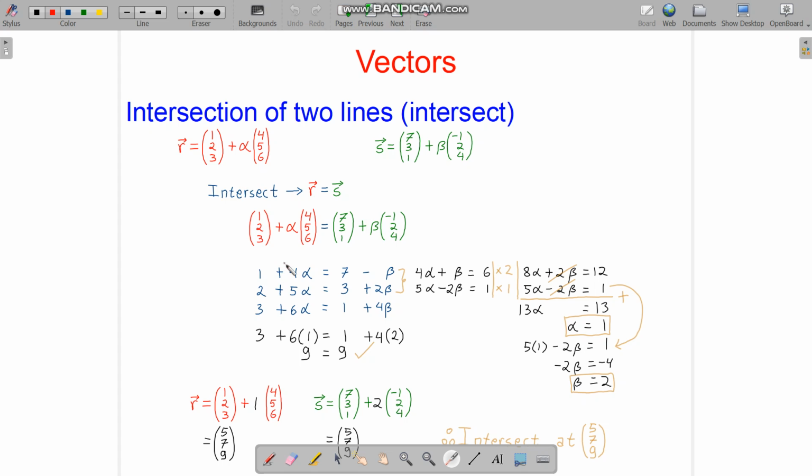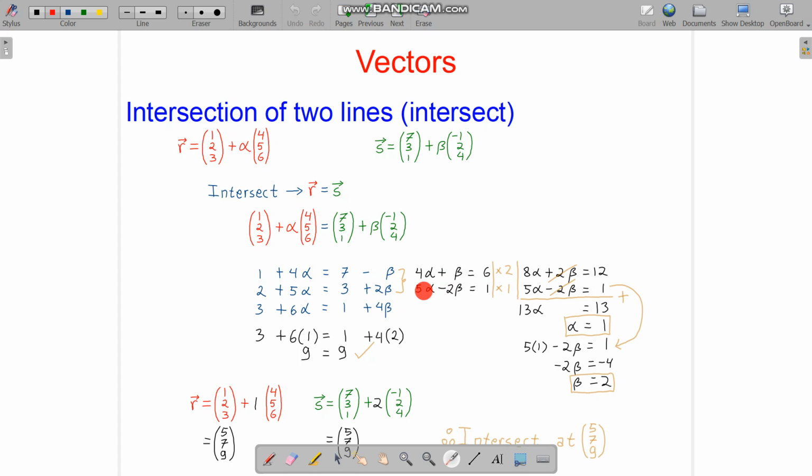So we have this equation for the x component, 1 plus 4 lambda equals 7 minus beta, and for the y component, and z component. From the first two equations, we can solve the simultaneous linear equations in two variables. So we have 4 alpha plus beta. If you move the minus beta to the left, you have plus beta, and if you move 1 to the right, you get minus 1. 7 minus 1 is 6, so you get this equation.